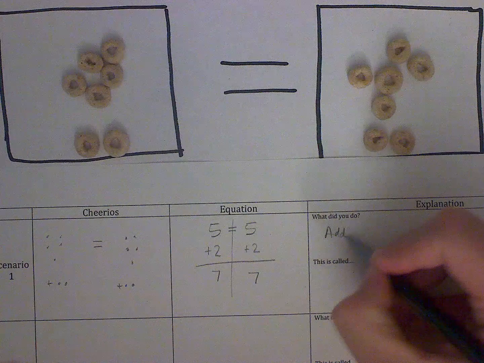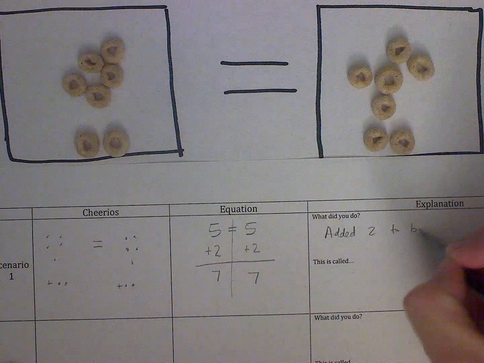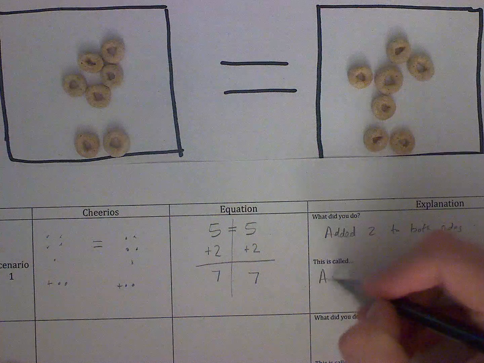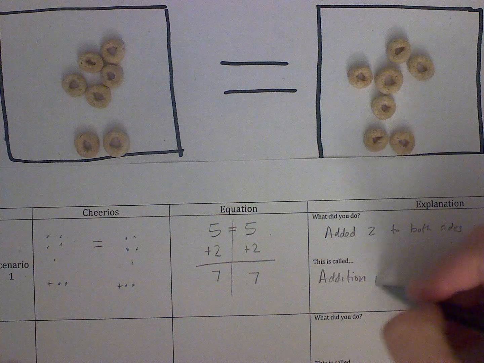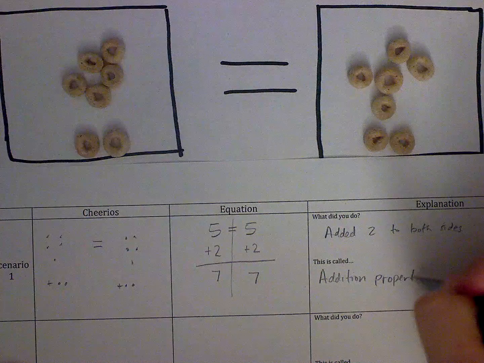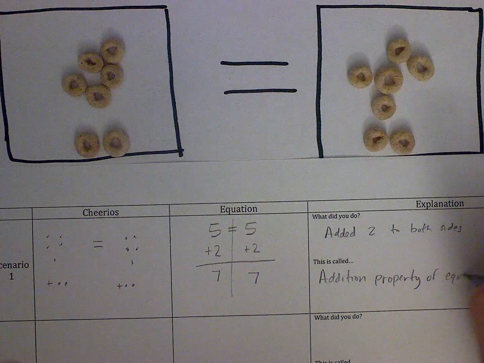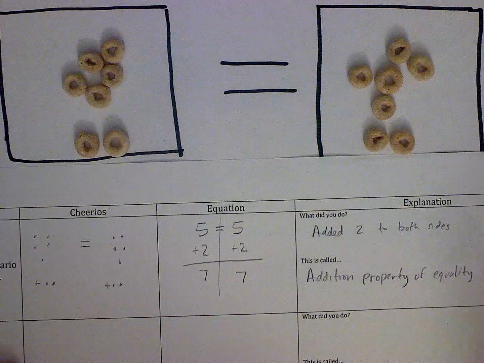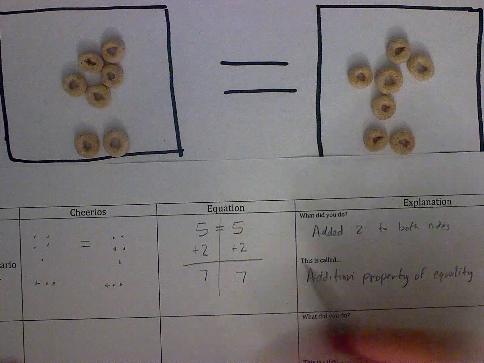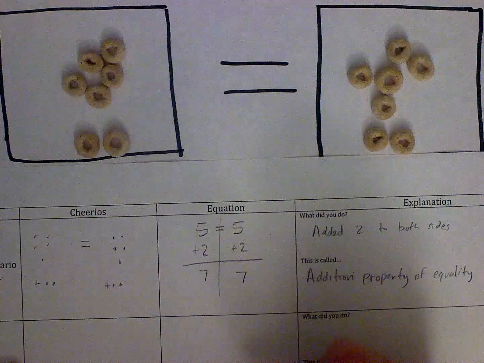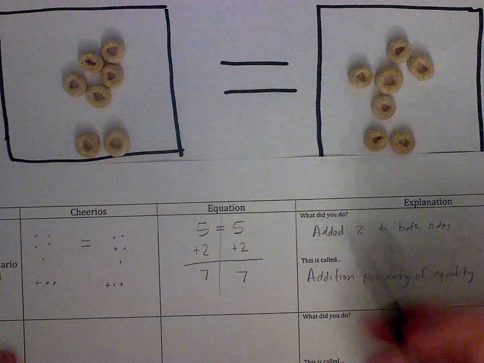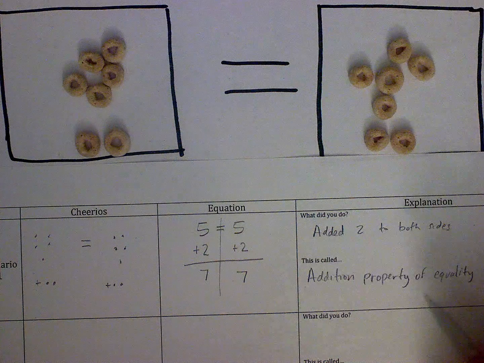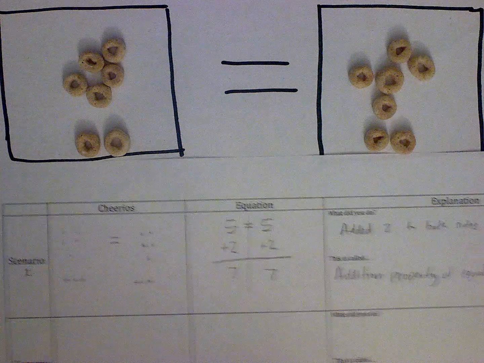I added 2 to both sides. This actually has a name. It's called the addition property of equality. And what that property says, it's a rule, right? You can find it in textbooks and stuff. And what it says is that I can take an equation and I can add the same thing to both sides. It's cool if I add the same thing to both sides, it'll stay equal. Okay, so that's scenario number 1.